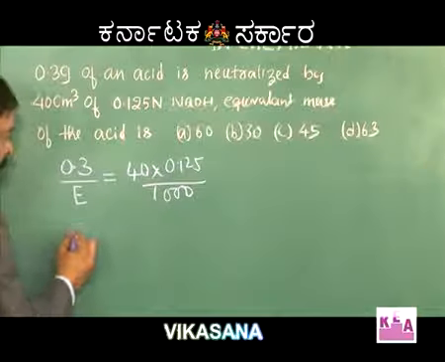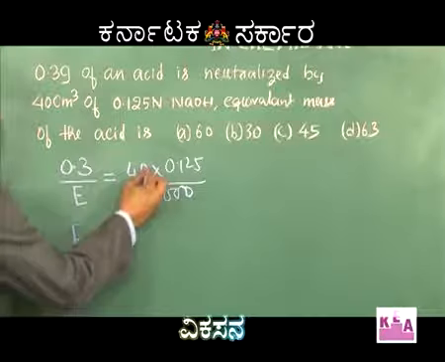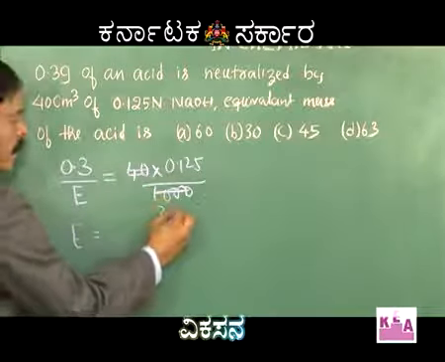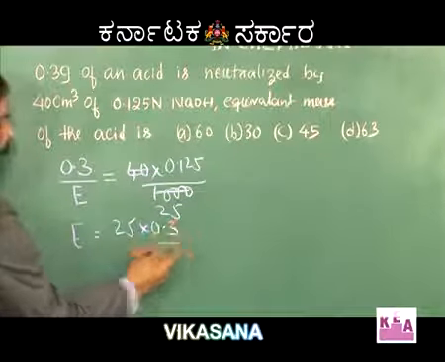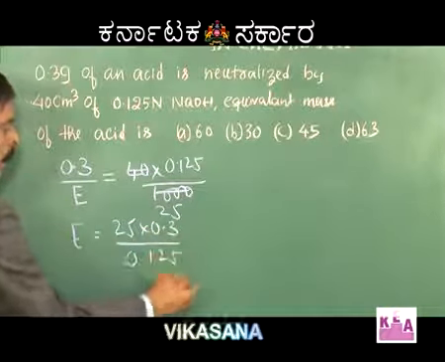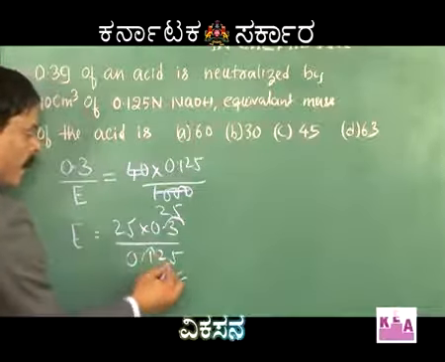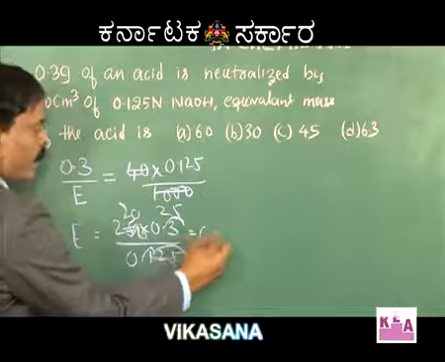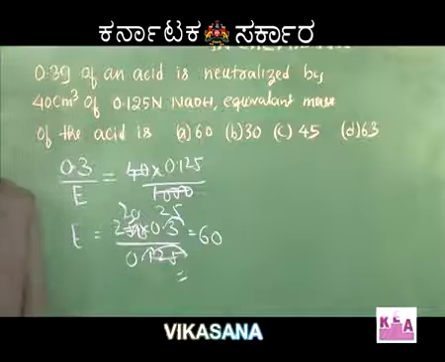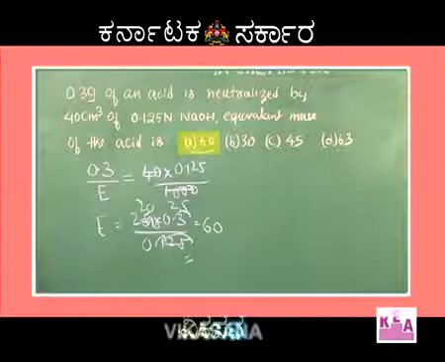Now E will be equal to, you need to calculate E, it is just mathematical simplification. This is 1 time, this is 25 times, or E will be equal to 25 into 0.3 divided by 0.125. And when you simplify this, you get it as 20, or that will be equal to 20 into 3, that is 60, and therefore the right answer for this question is option A, that is 60.